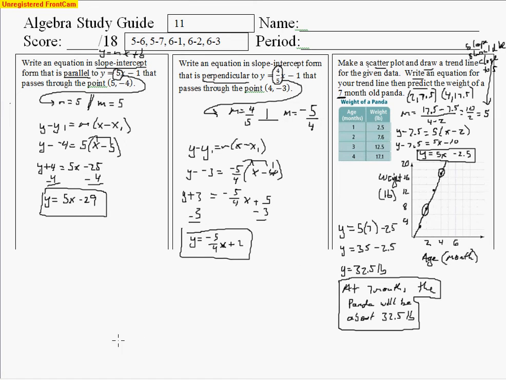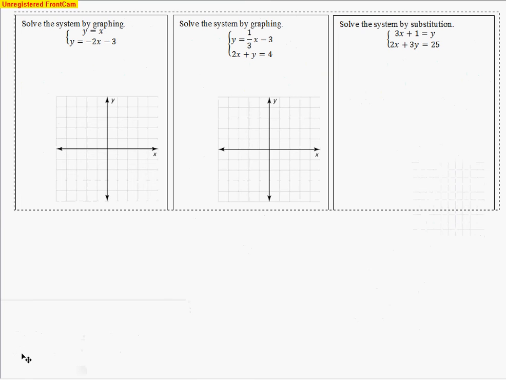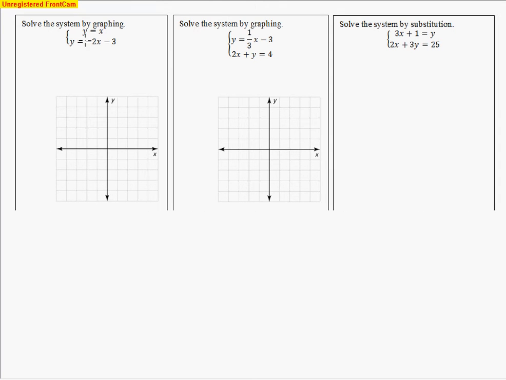So let's take a look at the next type of problem. It's asking us to solve some systems. So this comes from section 1, 2, and 3 of chapter 6. And so the first 2 problems are going to ask us to solve by graphing. So I'm looking for where the lines cross. So I'm going to start with this one.